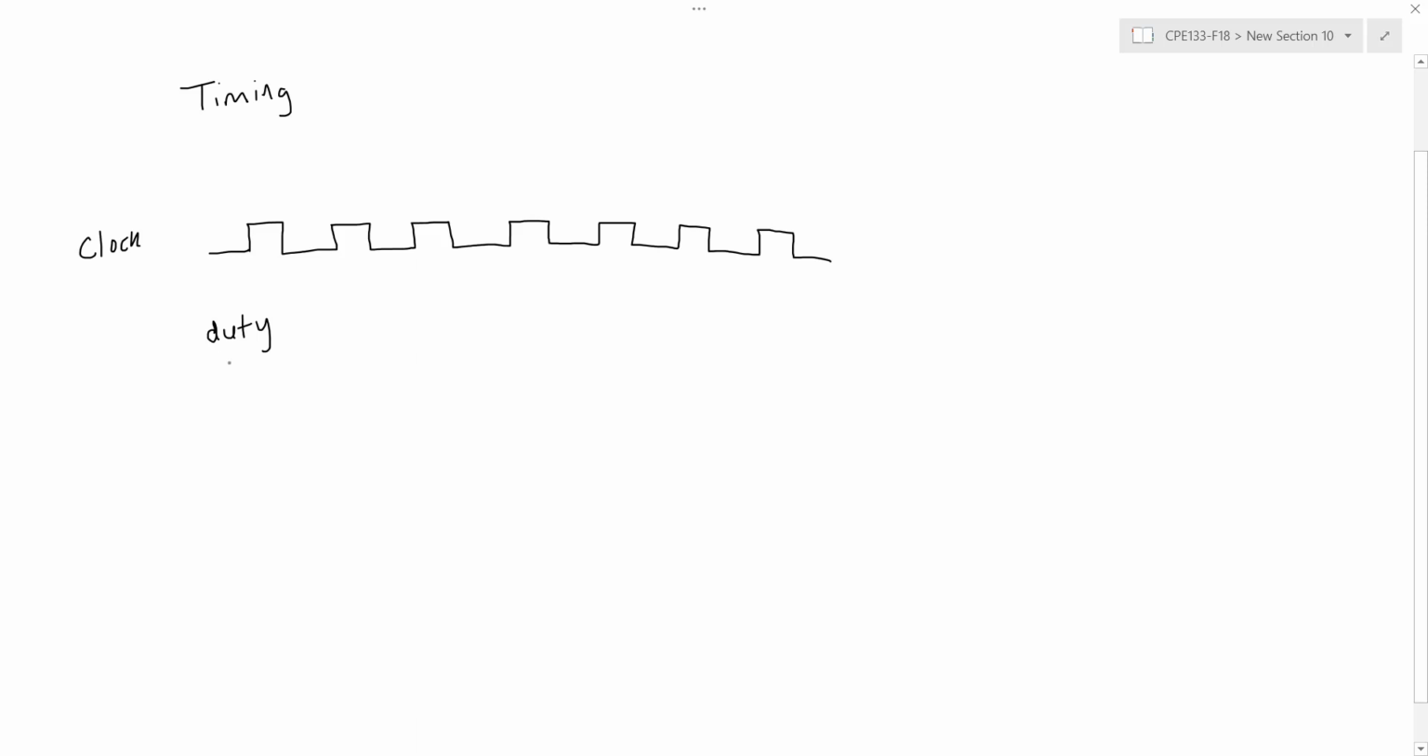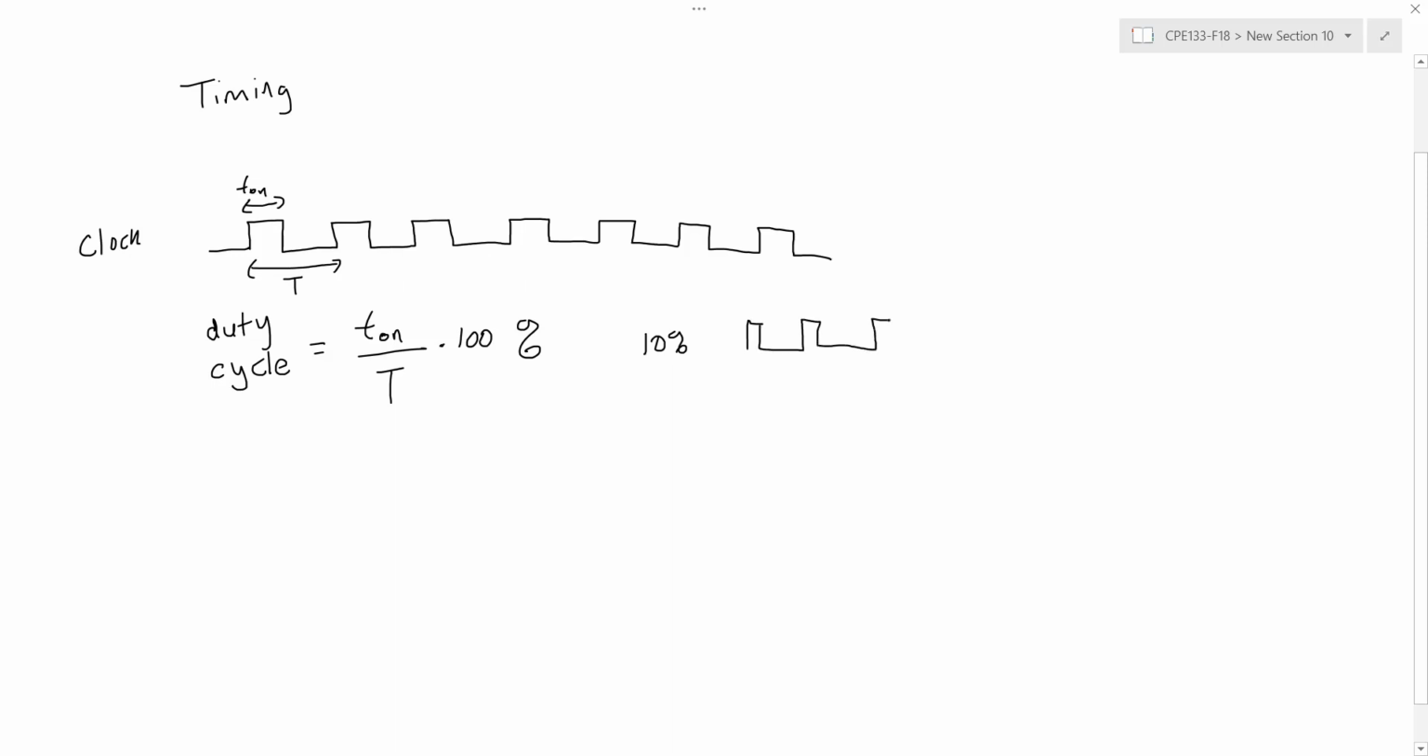And so when we're talking about these types of periodic signals, we can also describe the duty cycle, which is just the fraction of the time that the signal is on over the clock period. And usually this is given as a percentage. So if I have a signal with a 10% duty cycle, it's going to be low most of the time, versus a signal with a 90% duty cycle, which is high most of the time.